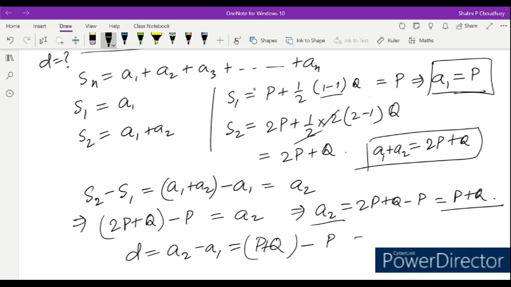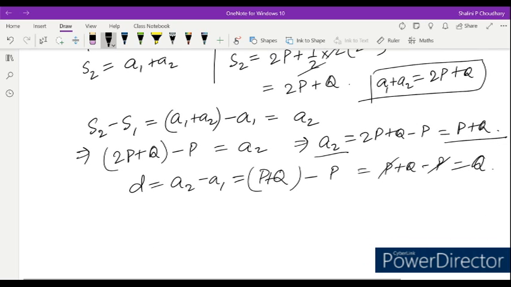Okay, so P plus Q minus P will be equal to Q. So we can say that the value of D is Q, constant Q.